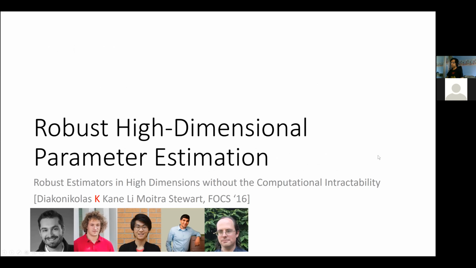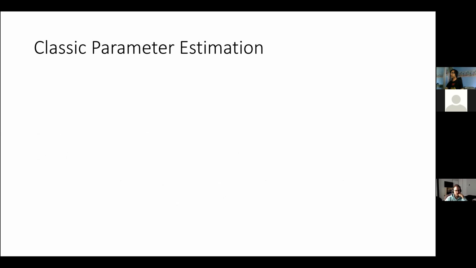Okay, so I'm going to present this as a sort of journey, because it was a journey that started roughly in 2015 with our first paper with this cast of characters: Ilias Diakonikolas, Daniel Kane, Jerry Li, Ankur Moitra, and Alistair Stewart, with a paper at FOCS 2016 titled "Robust Estimators in High Dimensions Without the Computational Intractability." So let's start with the basics.